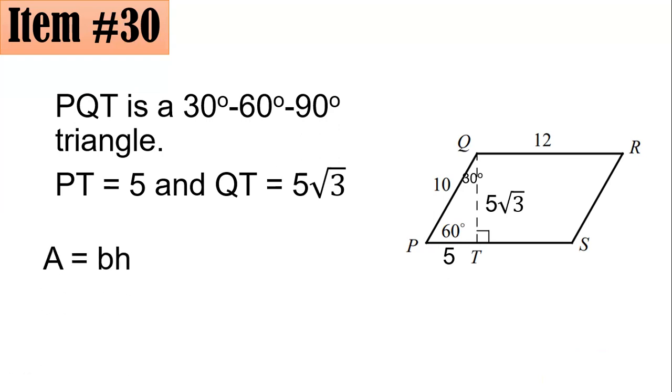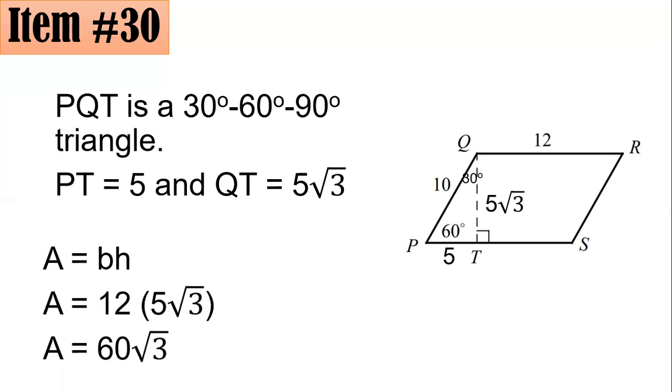And we know that the area of a parallelogram can be determined by base times height. If this is 12, it's also known that PS is 12 because opposite sides of a parallelogram are congruent. So your base here is 12. Your height here is 5 square root of 3. And that's 12 times 5 square root of 3, or 60 square root of 3 as the area. D is the correct answer.